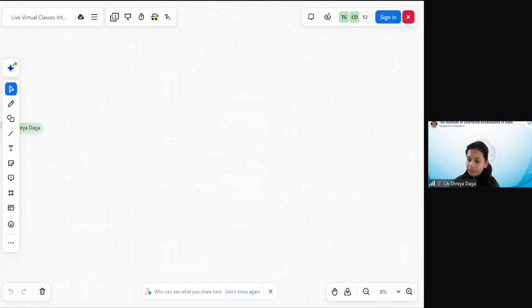Question number 4. Please read. Mr. Suhan submits the following details. Calculate GTI and loss to be carried forward, assuming he has shifted out of the default regime. So he's in the old regime.